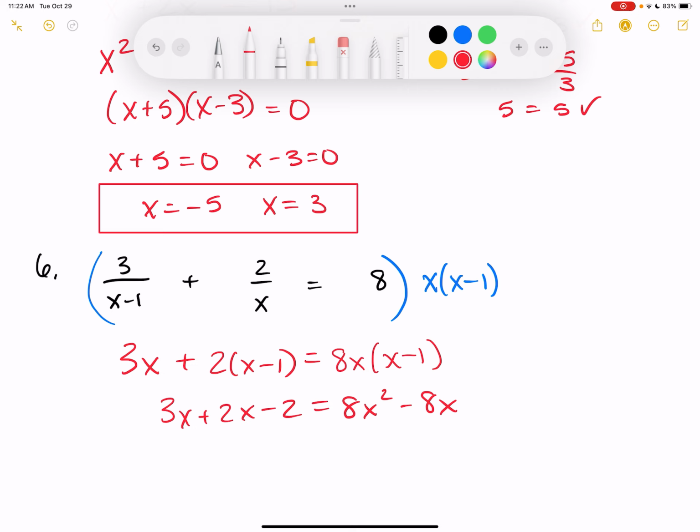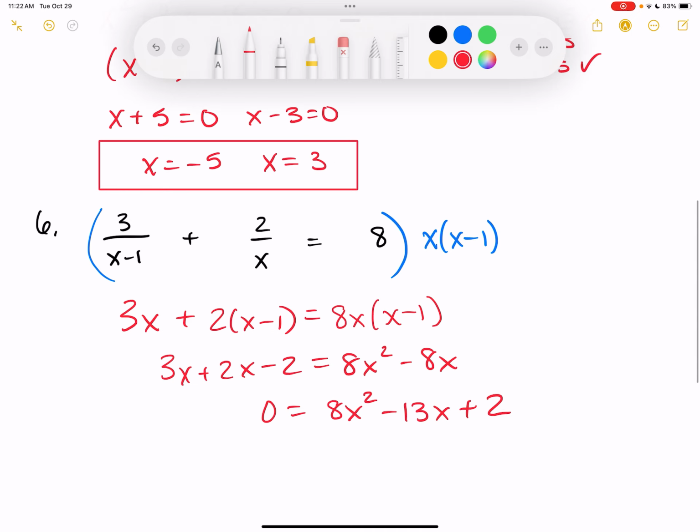And then I need to get everything on one side, so I'm going to move everything to the right. So 0 equals 8x squared. This is 5x, so subtract that. So minus 13x plus 2. Is that something I can factor? Nope, nothing's gonna work. So what might I need to do?